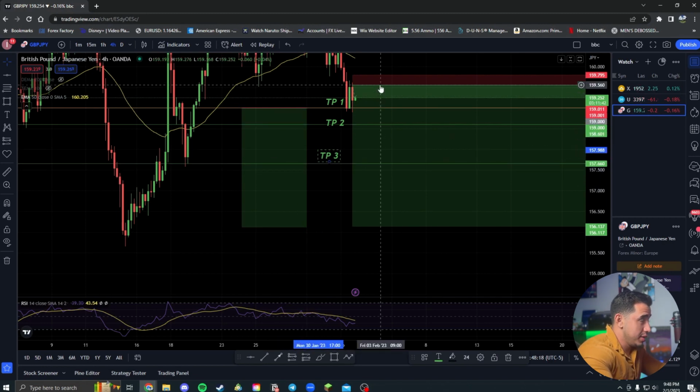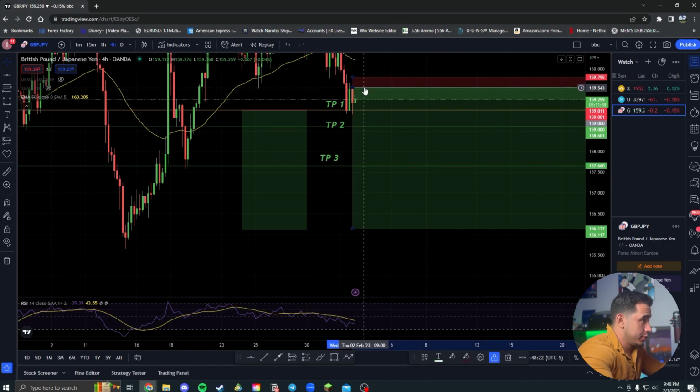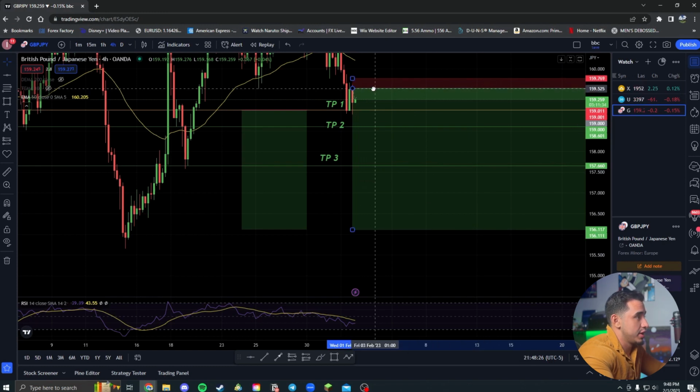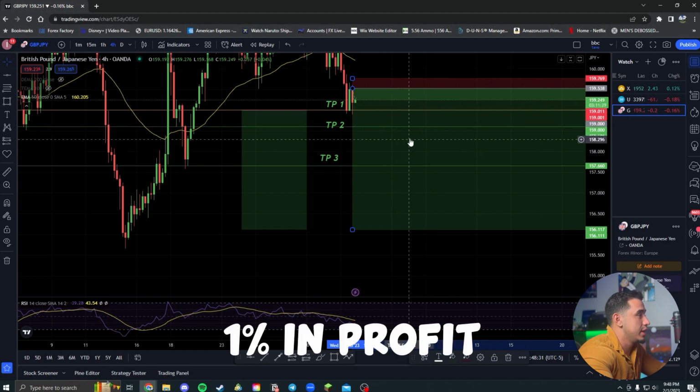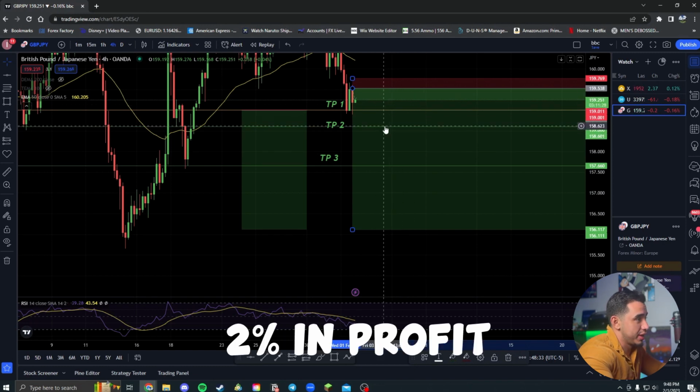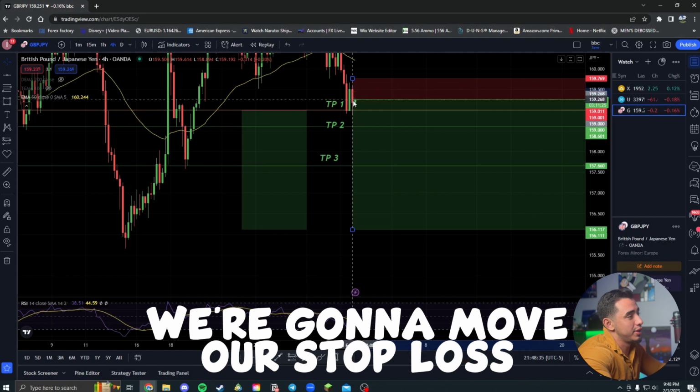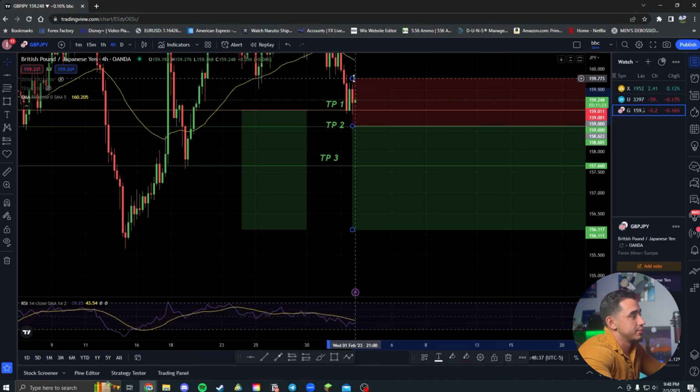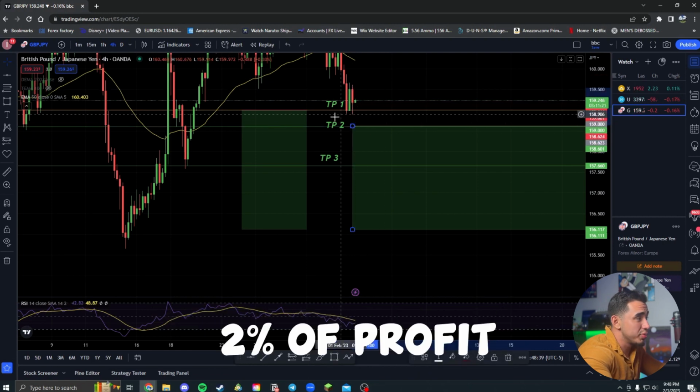Now our first trade, not only did we move it, remember, I never moved it back down, but this trade essentially got back down to our TP2 and we had 1% in profit. Now we're gonna have 2% in profit because now we're gonna move our stop loss all the way down here. So now we have 2% in profit.